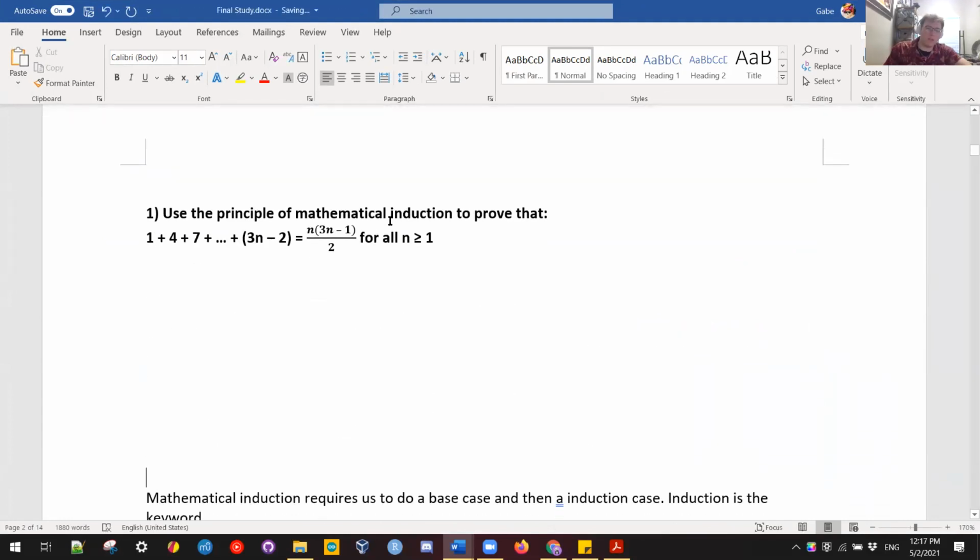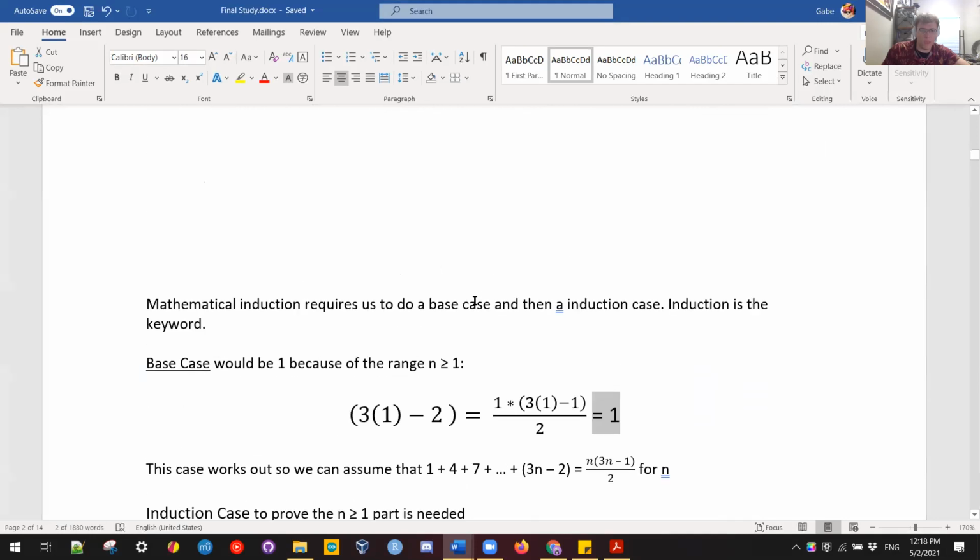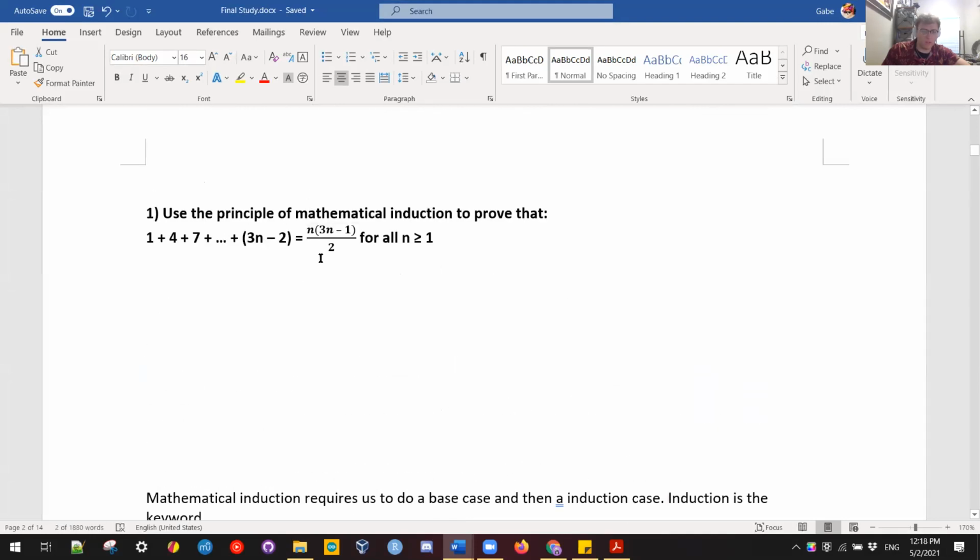Basically, when you see mathematical induction, there's a base case that you always have to do, and then an induction case. The induction step, like you were saying earlier, is just n+1. For this one, they literally give you the range, so we know that the smallest is going to be 1, so we could just plug in some stuff. We know that 3 times 1 is 3, minus 2 is 1, and then this whole thing is going to equal out to 1, which it does. And then we want to do the induction step.